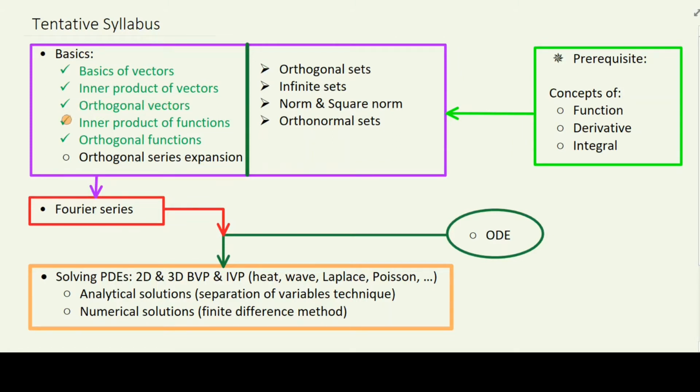And we then extended the concept, and we talked about the inner product of functions. And from there, we introduced a new concept called the orthogonal functions. Now, before being able to proceed to the orthogonal series expansion, there are a few more concepts to discuss, including the orthogonal sets, infinite sets, norm and square norm of a function, and finally the orthonormal sets.